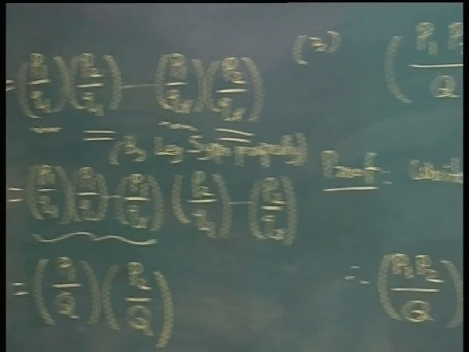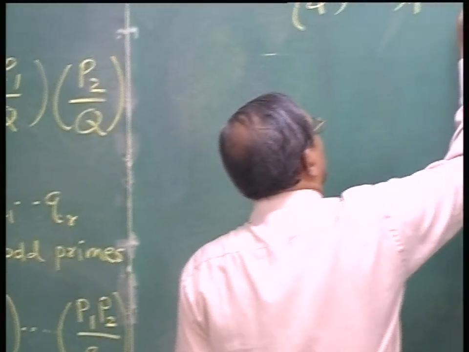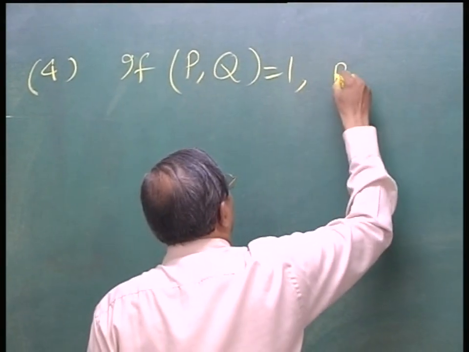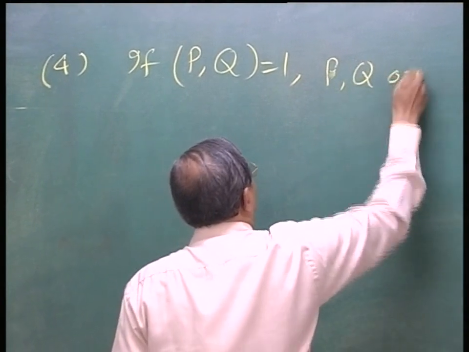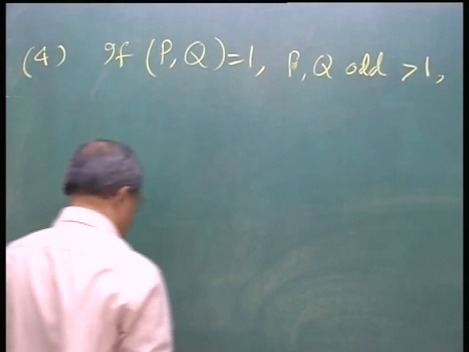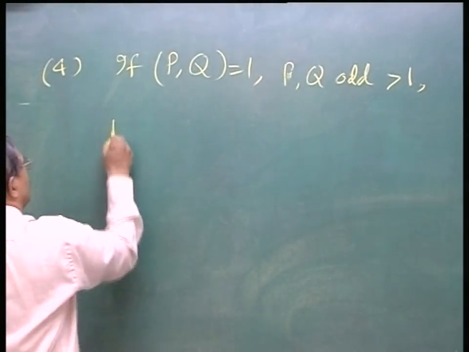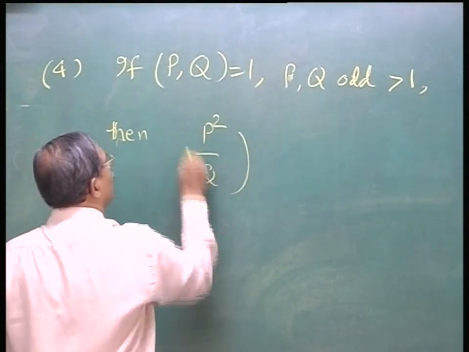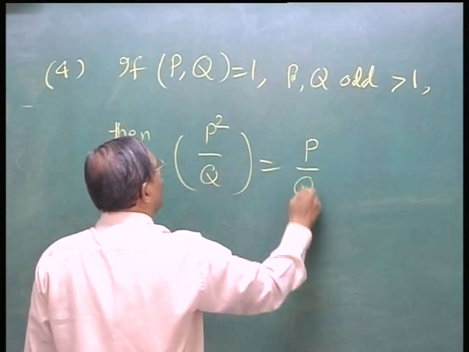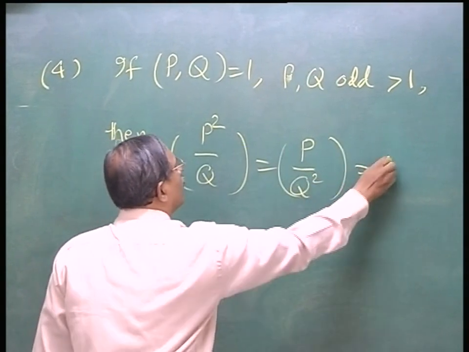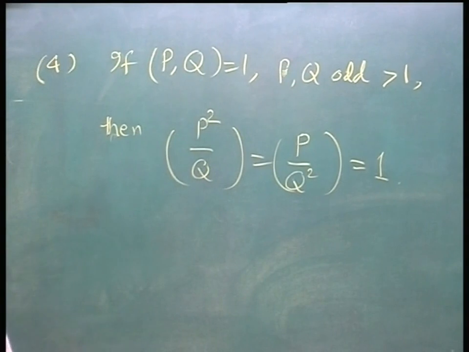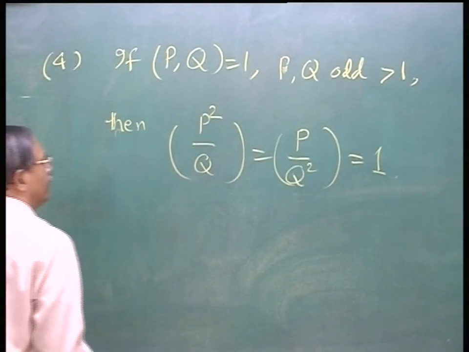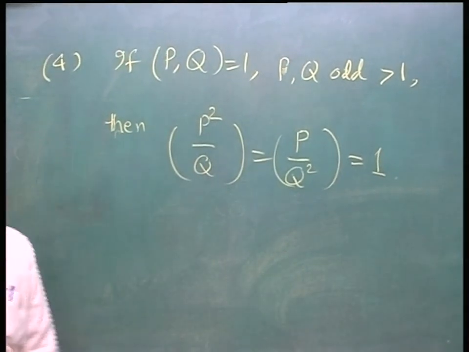Next, if (P,Q) equals 1 and Q is odd, bigger than 1, then (P²/Q) equals (P/Q²) equals 1. This is an easy property. Use the multiplicativity for the numerator and denominator.